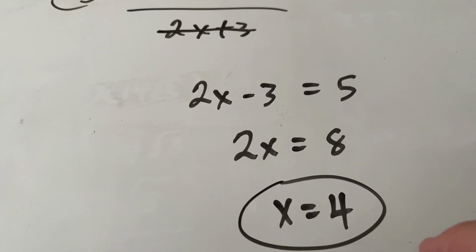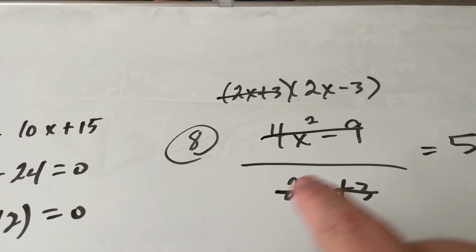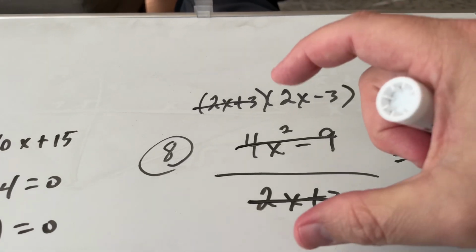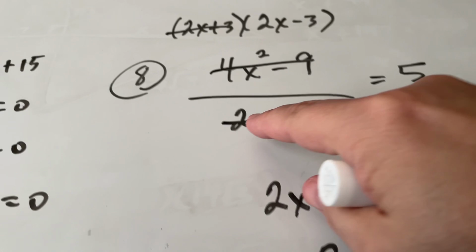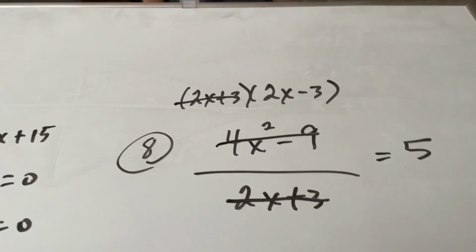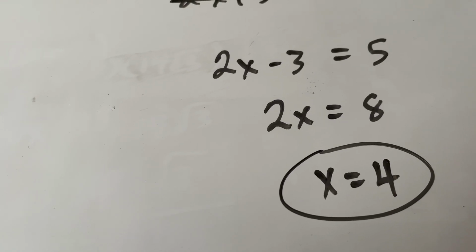The answer is 4. And you do want to plug your answer back into the original problem and make sure it doesn't create an undefined fraction. And notice, if you take this 4 and put it there, it doesn't make the bottom 0. So this 4 is a great answer. That's the answer to the problem.